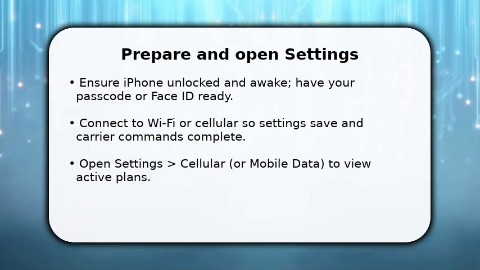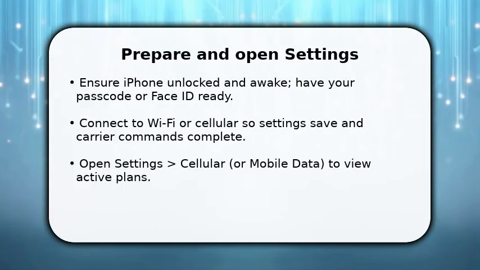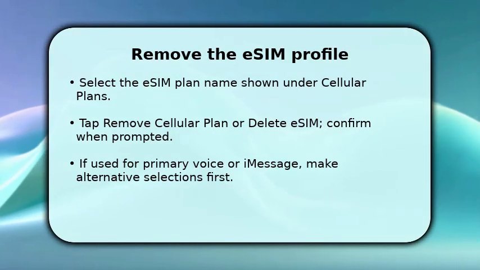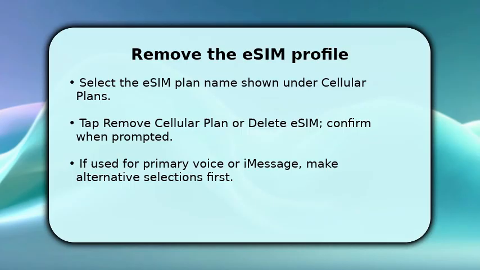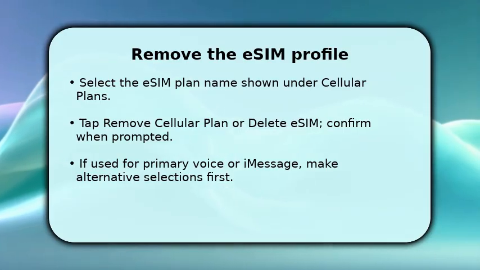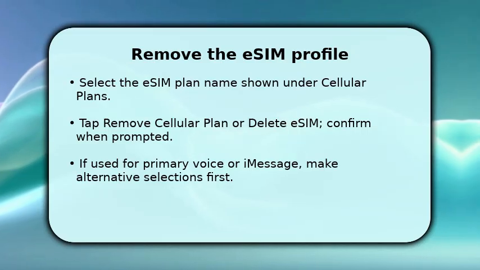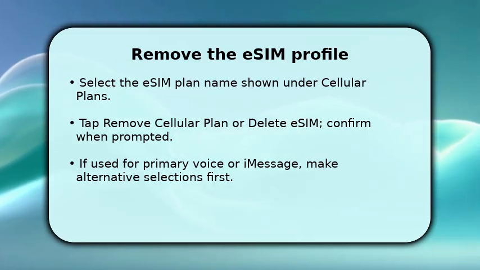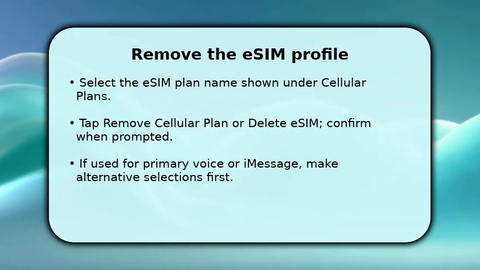You'll now remove the eSIM profile. Tap the cellular plan name that corresponds to the eSIM you want to stop. Next, choose Remove Cellular Plan or Delete eSIM and confirm. This uninstalls the operator profile from your phone.